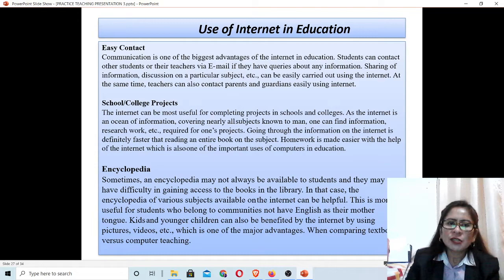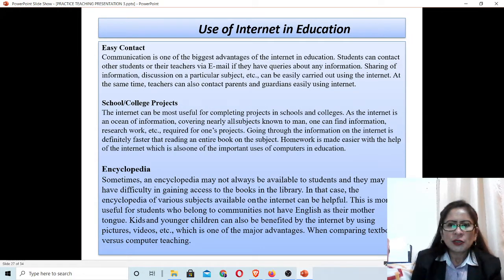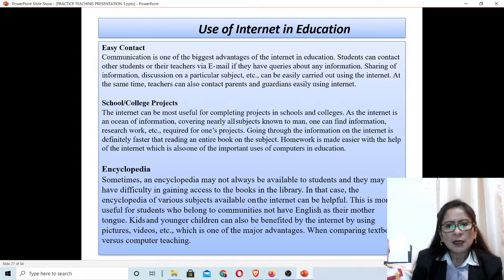Use of internet in education. Easy contact. Communication is one of the biggest advantages of the internet in education. Students can contact other students or teachers via email if they have queries about any information. Sharing of information and discussion on a particular subject can be easily carried out using the internet. At the same time, teachers can also contact parents and guardians easily using the internet.